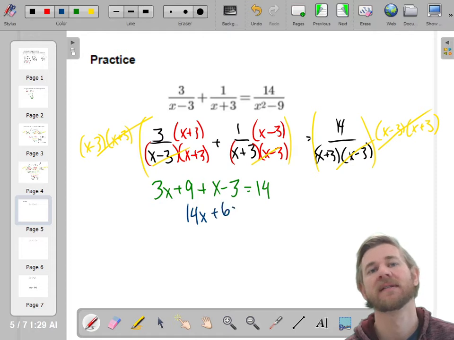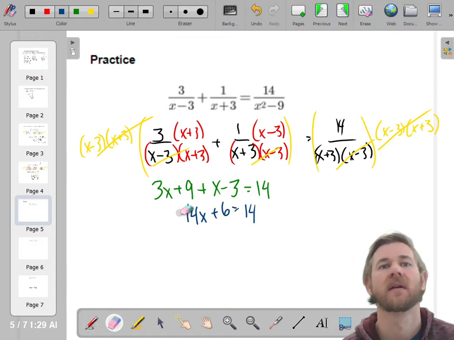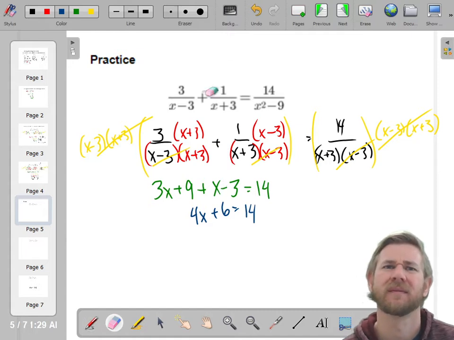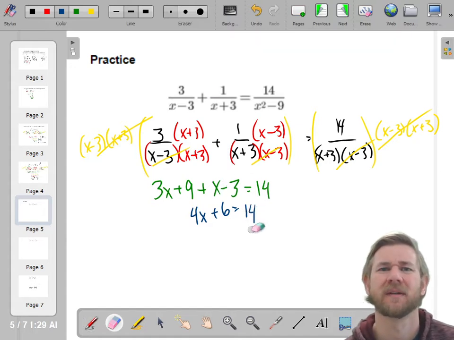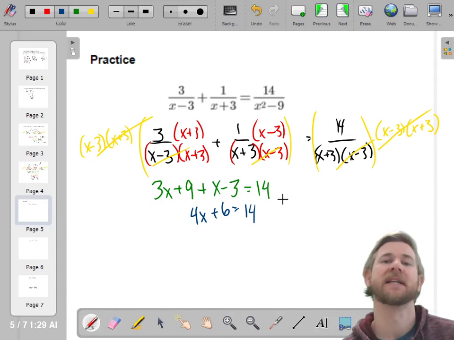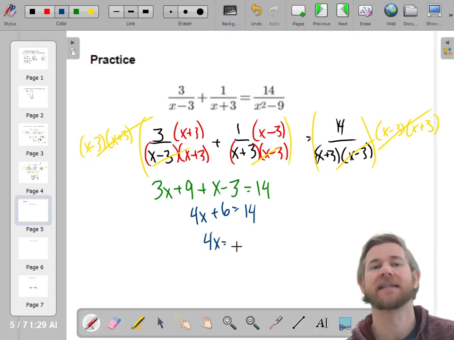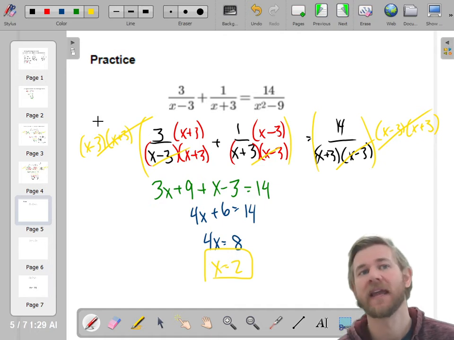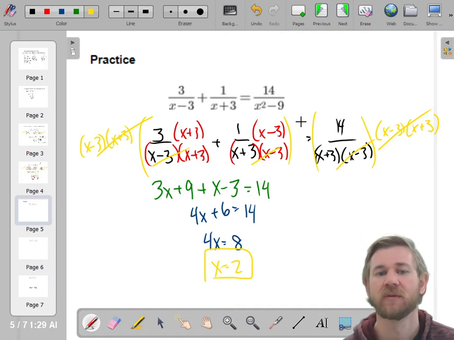4x plus 6 equals 14. I will subtract 6 and get 4x equals 8, which means x equals 2, which is fine. X can be 2. X can't be plus or minus 3. But x can be 2, so that is the solution.